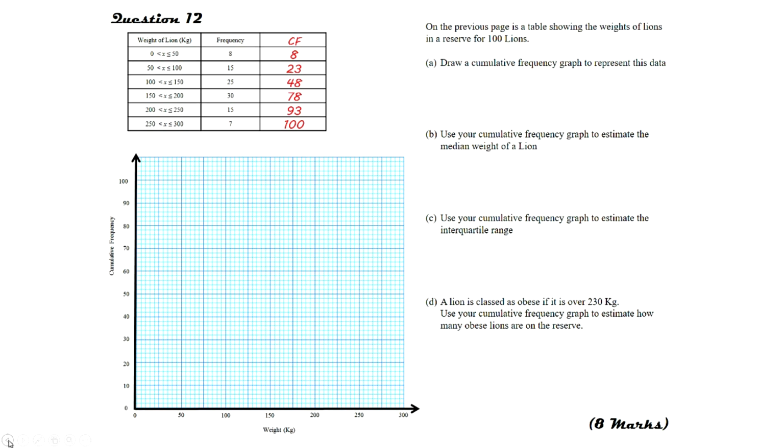A nice little check that you can do at this point is to just read back through your question, because usually it will say it's for 100 lions or 50 teacups, whatever it might be, and make sure that that number matches, which mine does, which is good.